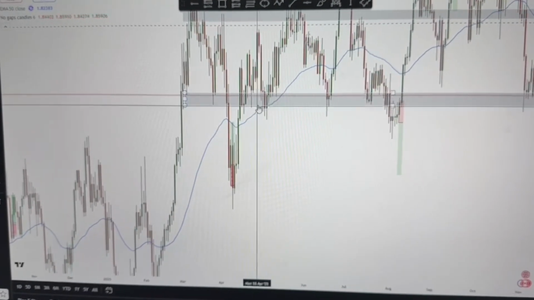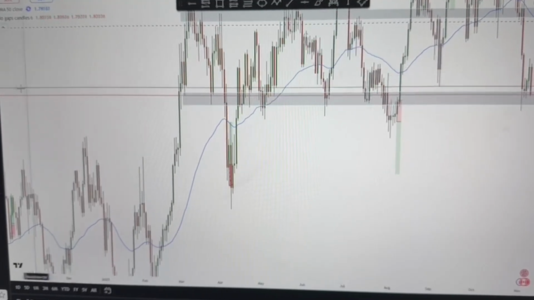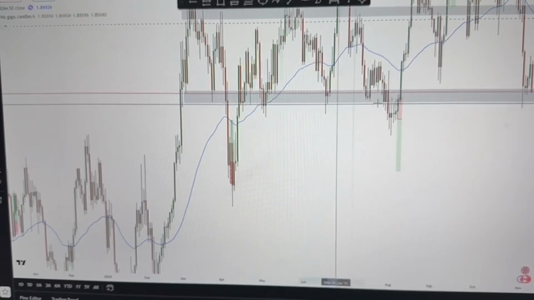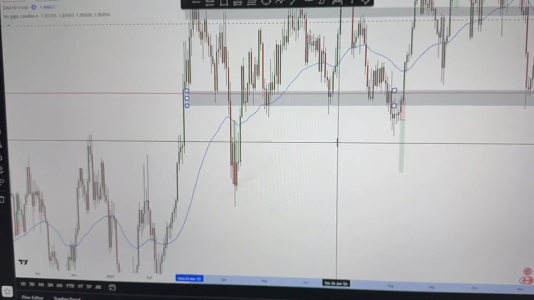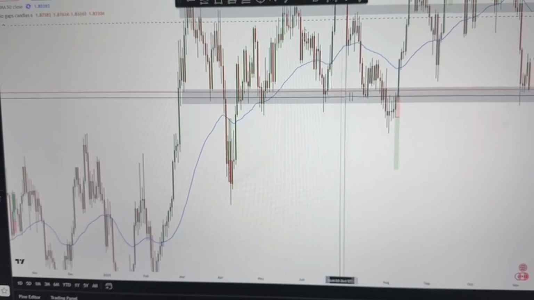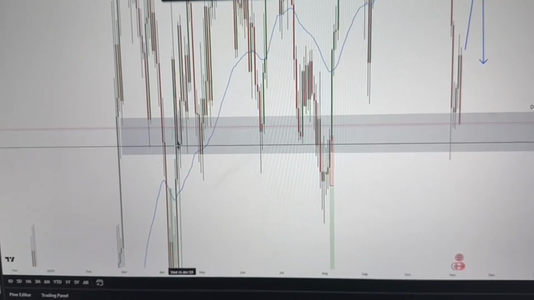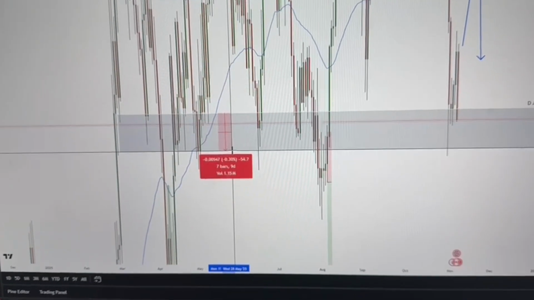So we have 1, 2. Let's see if it's a good range. Definitely is. So I could probably extend it a little bit more down. There we go. 1, 2, 3, 4, 5, 6. Very, very clean. I'm gonna wait for it to come back up and retest that point once again. Is it still good? Perfect.